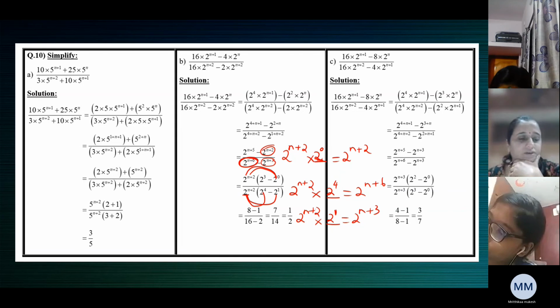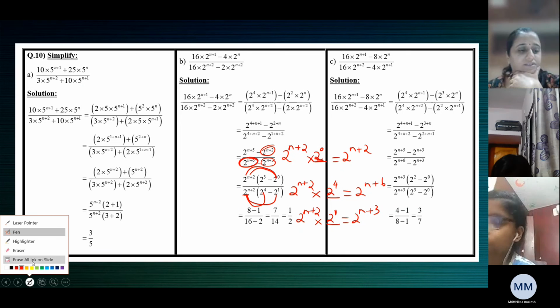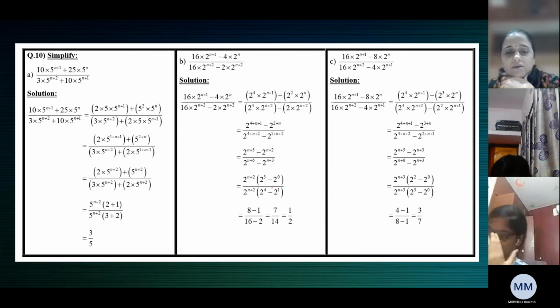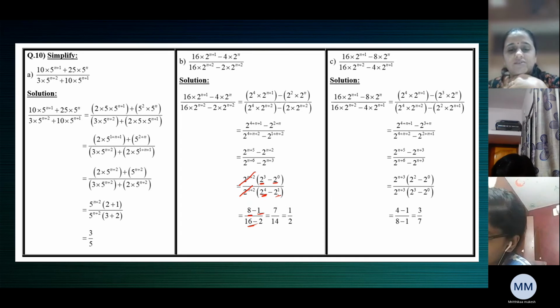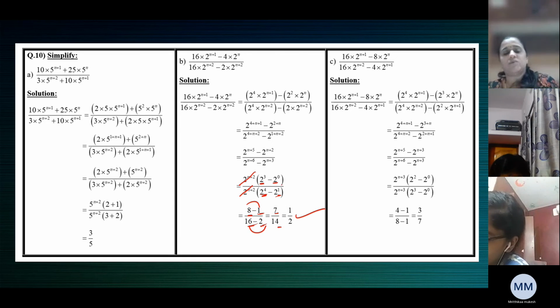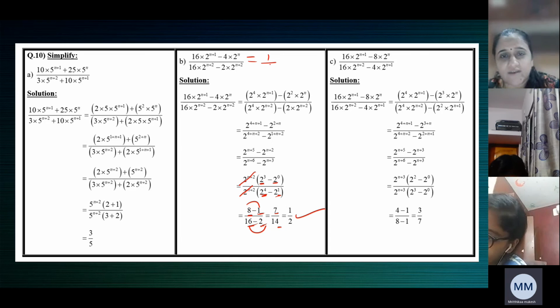So like this, we work and understand what to write inside the bracket. Now, 2 to the power n plus 2 in the numerator and 2 to the power n plus 2 in the denominator gets cancelled. So 2 cubed is 8. 2 to the power 0 is 1. 2 to the power 4 is 16, and this is 2. So 8 minus 1 is 7. 16 minus 2 is 14. 7 by 14 is 1 by 2. So the value of this is actually 1 by 2.